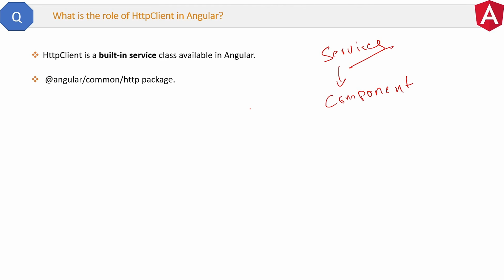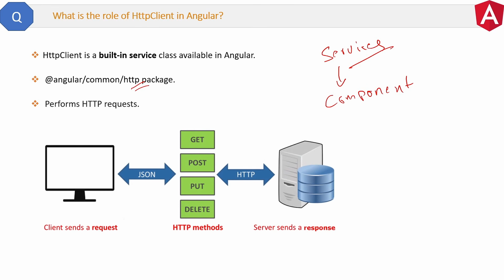HTTP client service is present inside this package. And now the most important thing, what this service does. Very simple, it performs HTTP requests. Now here are the methods this service uses for getting and posting data from the web API. But we are not going into the detail of all of these methods. We will only use the get method here because it is used with observables to get the data.